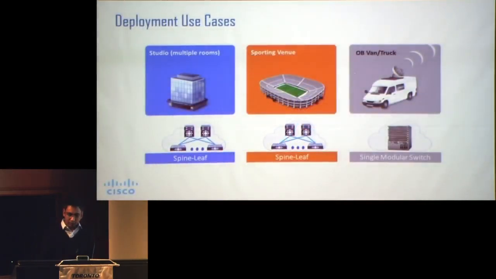So these are the typical use cases for deployment that we have seen. Generally in a studio or a stadium kind of deployment, we always see spine leaf being deployed, whereas for OB vans, we see a single switch getting deployed.